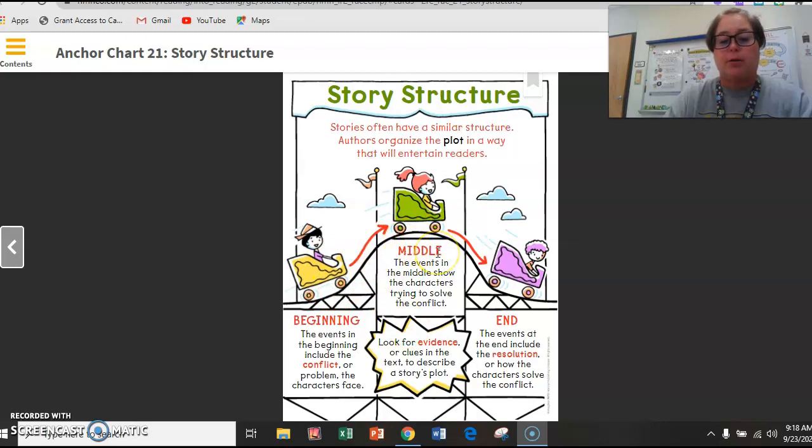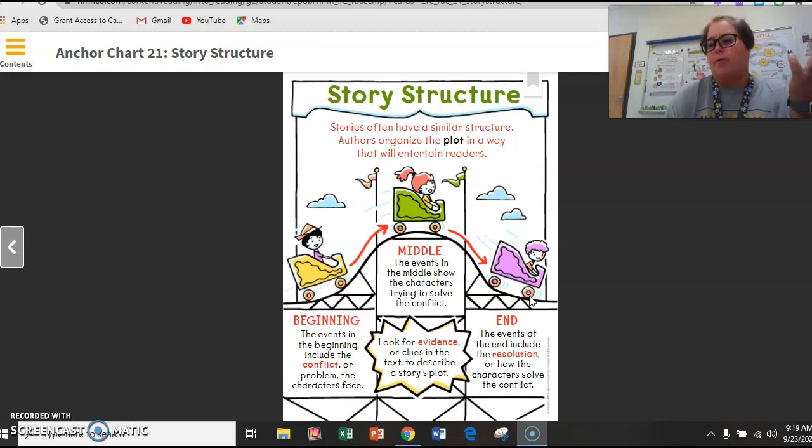The events in the middle show the characters are trying to solve the conflict. It's telling you what's happening with the conflict and how the characters are trying to solve the problem. And then we go down, shoosh, to the end. The events at the end include the resolution, or how the characters solve the conflict. So that's just a little review of plot elements.